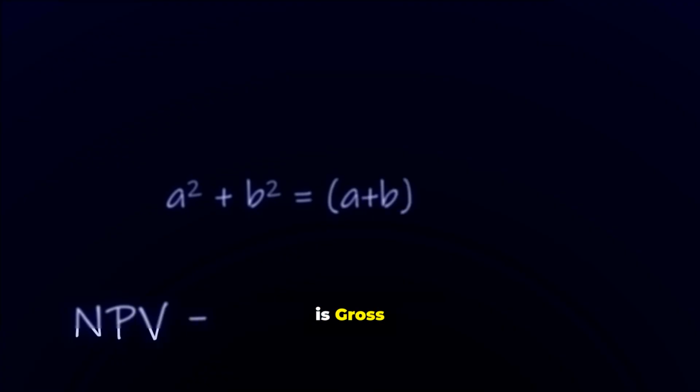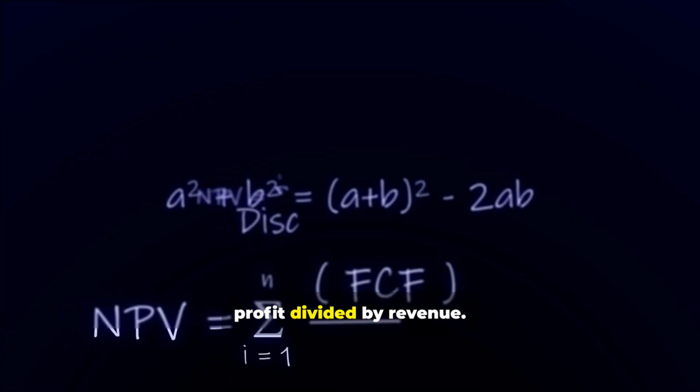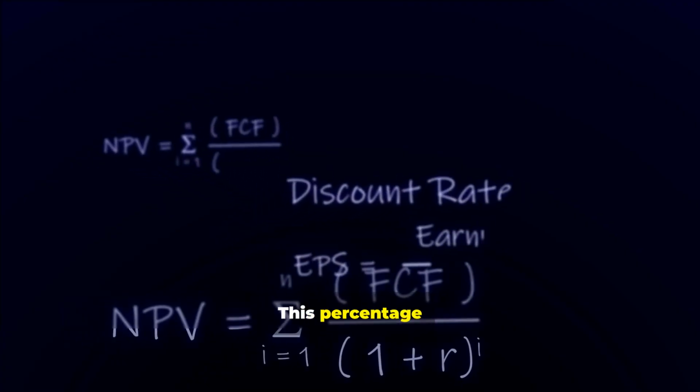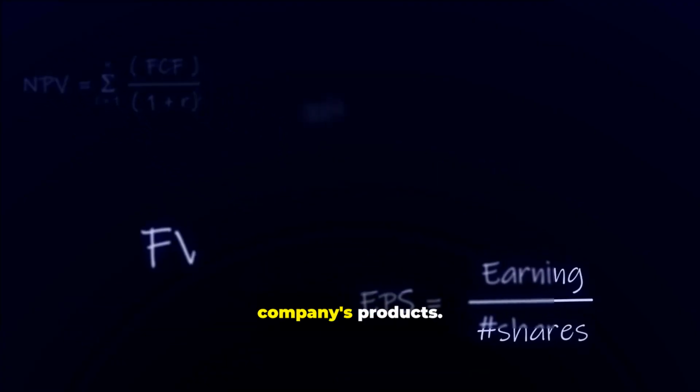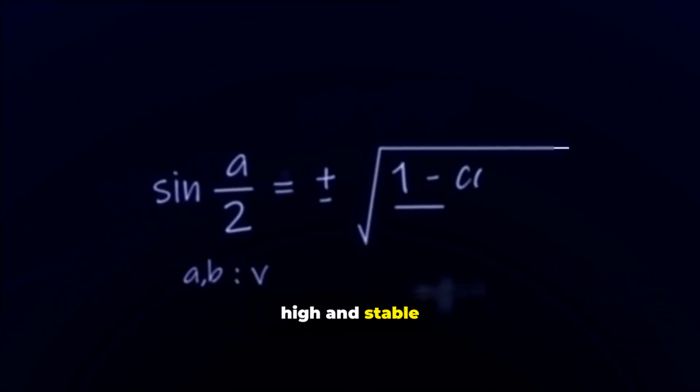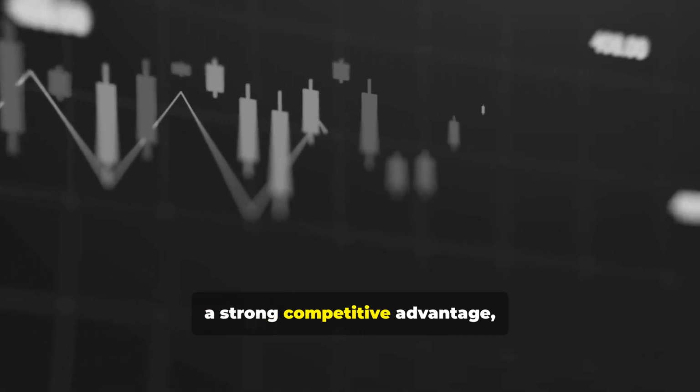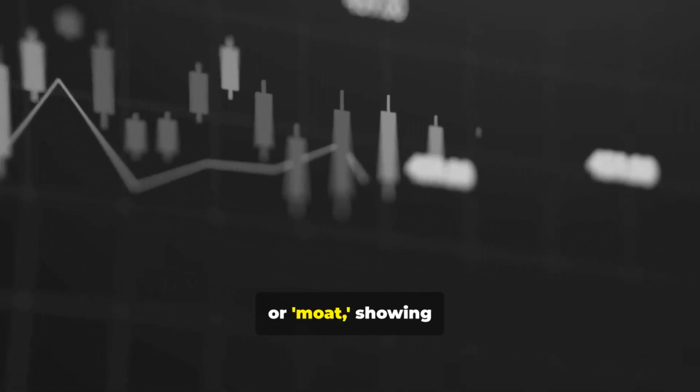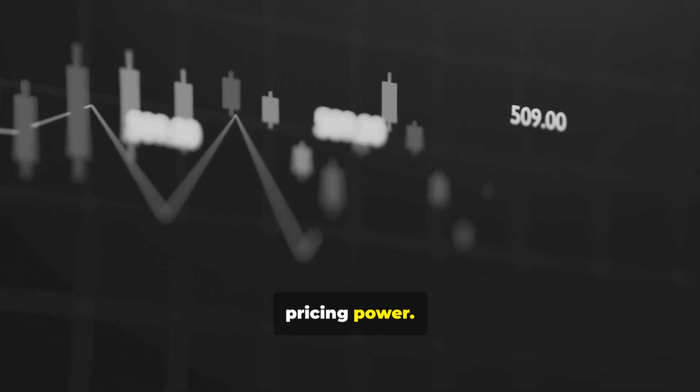But the key metric is gross margin. That's gross profit divided by revenue. This percentage shows the core profitability of the company's products. Warren Buffett loves this number. A high and stable gross margin signals a strong competitive advantage, or moat, showing the company has pricing power.